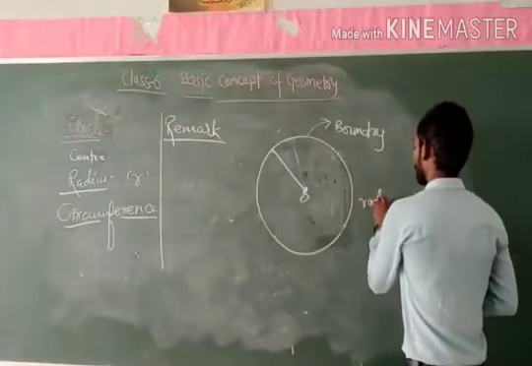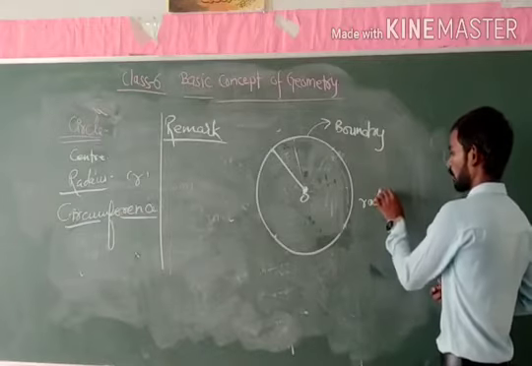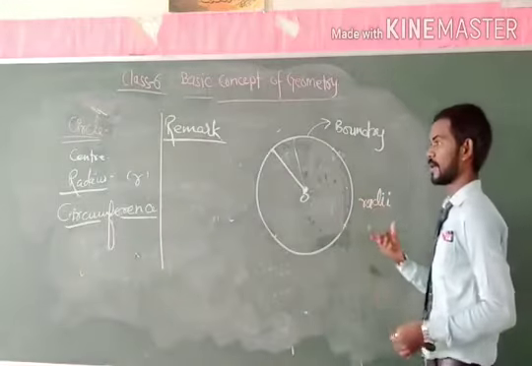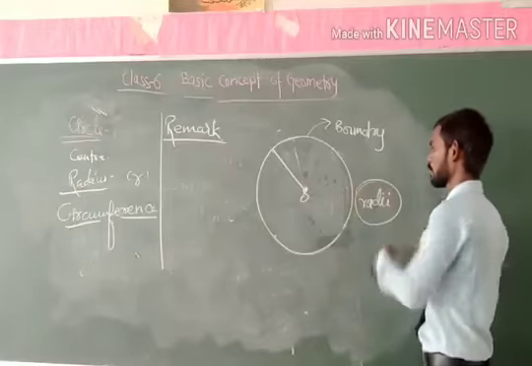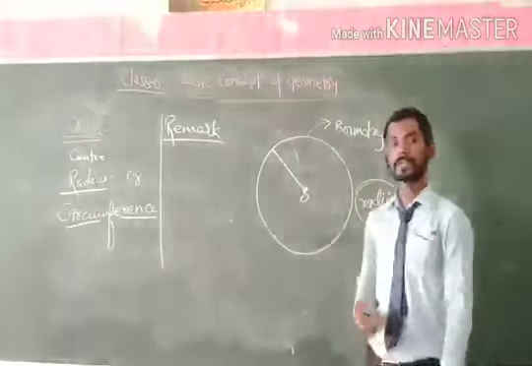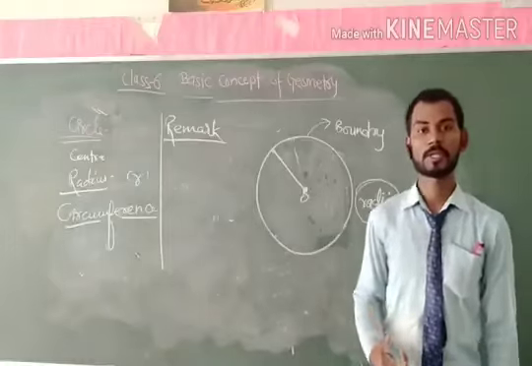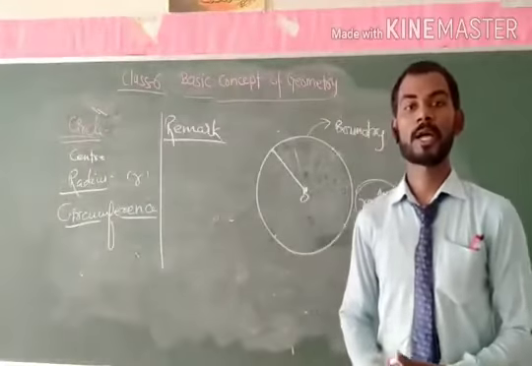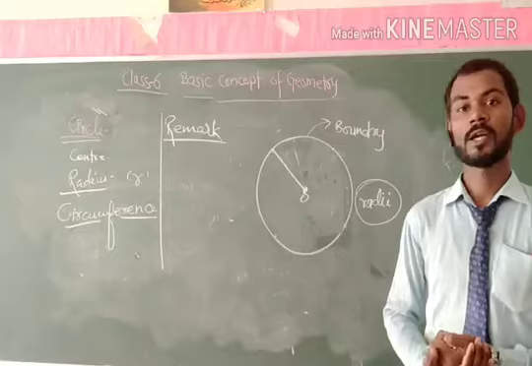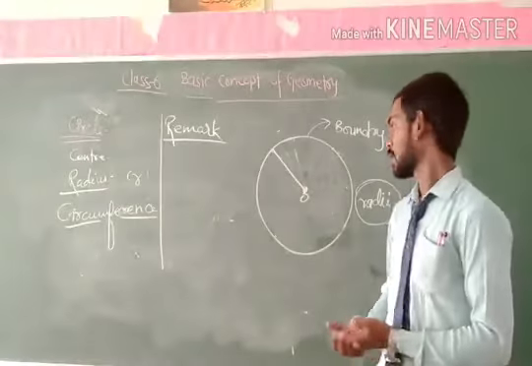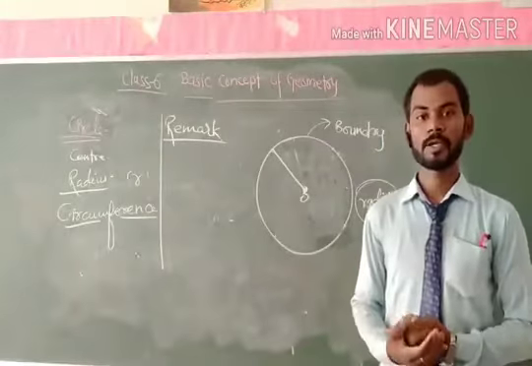Radii is the plural form of radius. So when we say that from the center of the circle an infinite number of radii can be drawn, that means radii is the plural of radius.